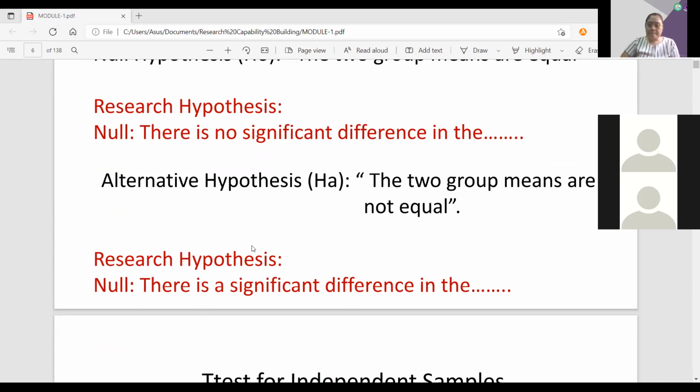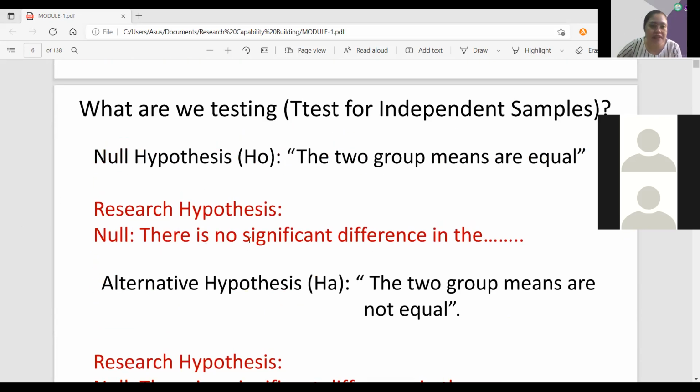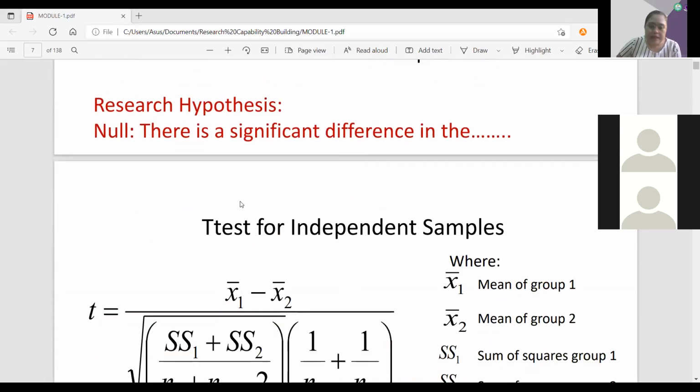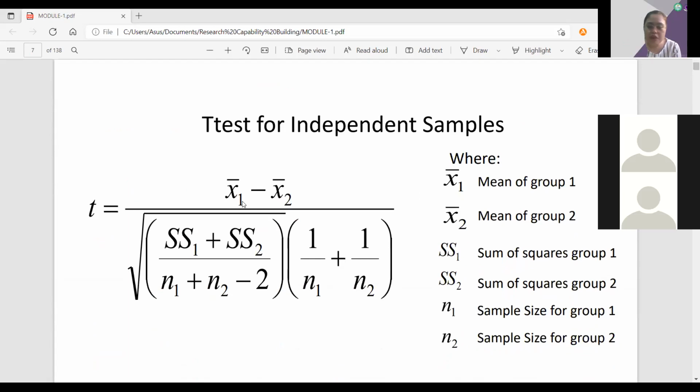We will be answering there is no significant difference or there is a significant difference. Baliktad ito ha. The null is stated in the negative form and the alternative hypothesis is stated in the positive form. Now, if you are going to do a manual computation of the t-test, this will be the formula, but I will not require you to do that.